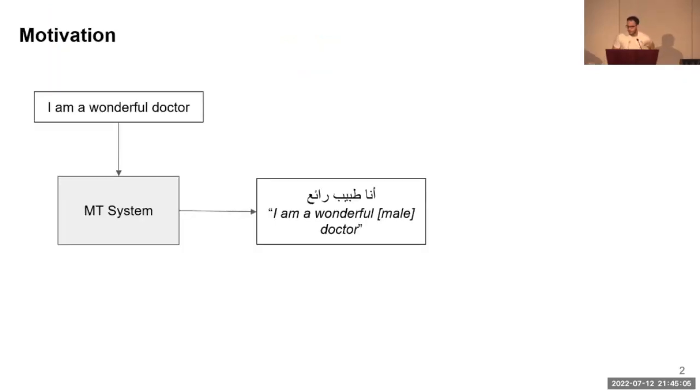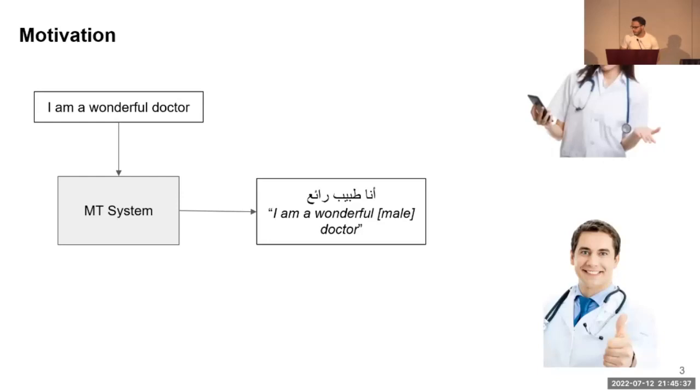So starting off with a motivating example, say you have an MT system that is trained to translate from English to a morphologically rich gender marking language like Arabic. And for instance, let's say we have a sentence like, I'm a wonderful doctor, where the user gender is underspecified. We notice that the MT system will pick a user gender at random when it generates the Arabic translation. And in this case, the MT system generated the masculine Arabic translation of the input sentence. Now, for some users, this is the correct answer, but obviously not for others.